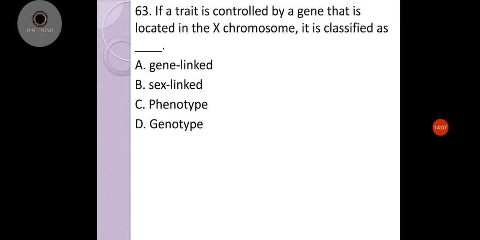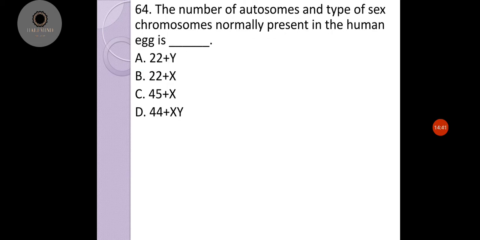Now, when we say a trait is located in the X chromosome, meaning yung trait na yon is a sex-linked trait. Okay? Again, if we say a trait is controlled by a gene that is located in the X chromosome, that means that trait is sex-linked. Kasi makikita lang yan sa mga sex chromosomes na gene. Okay? Number 64. The number of autosomes and type of sex chromosomes normally present in the human egg is blank.